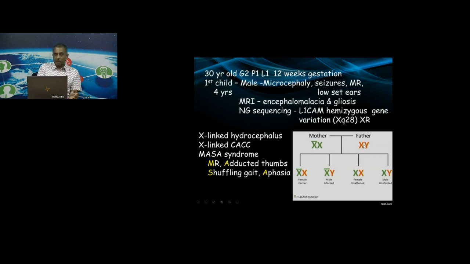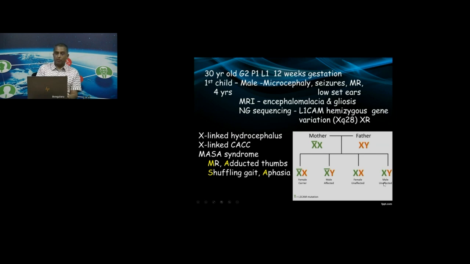Whereas if the father contributes the Y and the mother contributes the abnormal X which is carrying the L1-CAM gene, that is a male. And since there's no X to counter, you have a male who is affected. Similarly, this is a female which is unaffected, and this is a male which is unaffected. Therefore, half the female children progeny are going to be carriers, the other half of the females are going to be normal, and one half of the male progeny are going to be affected males, the other ones are unaffected.